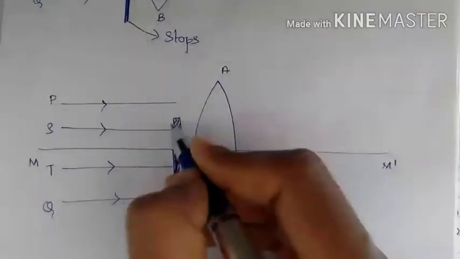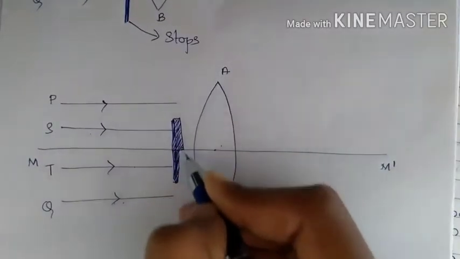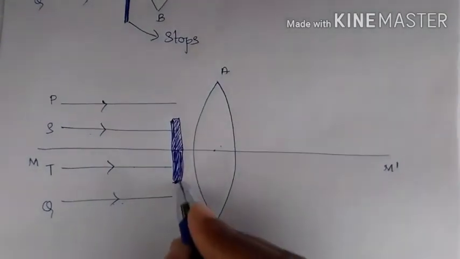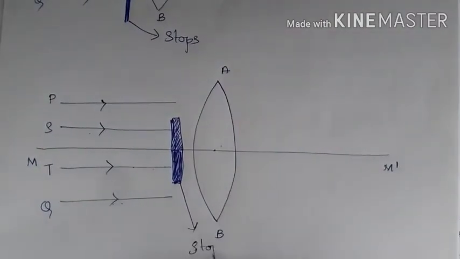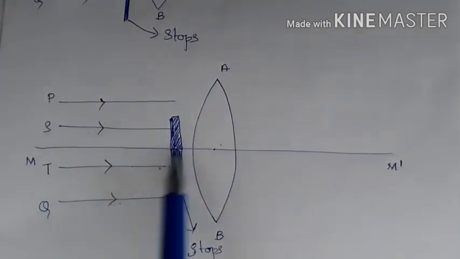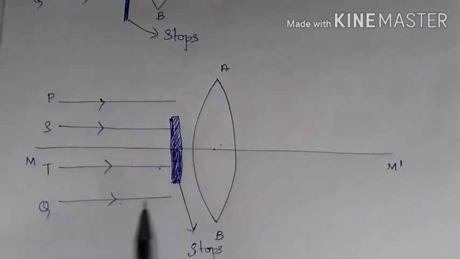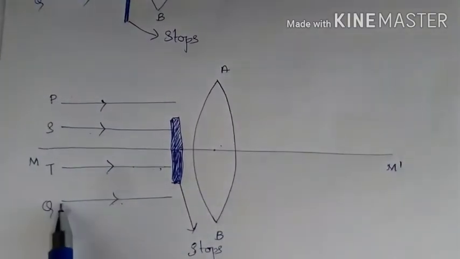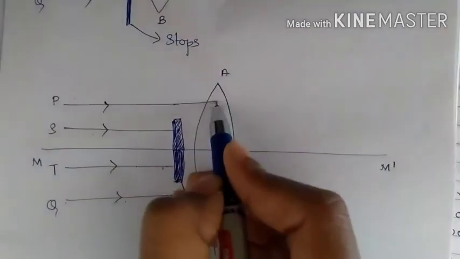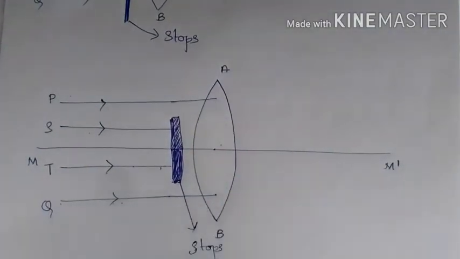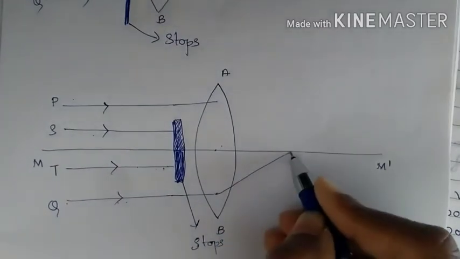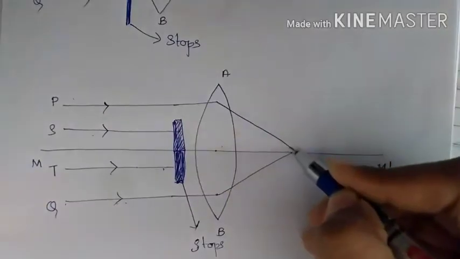So these 2 are the stops. These stops will not allow the paraxial rays to pass through the lens. Now what will happen? These 2 rays will not pass through the lens, so the rays which pass through the lens are the P and Q rays. Now let us extend these 2 rays, P ray and Q ray. These 2 rays fall on the lens, get refracted from the lens and fall at a point FM.